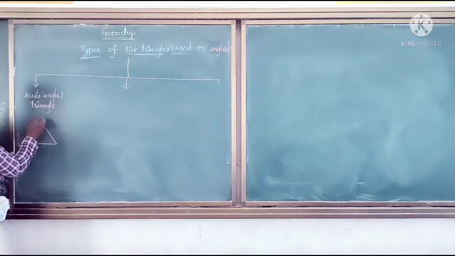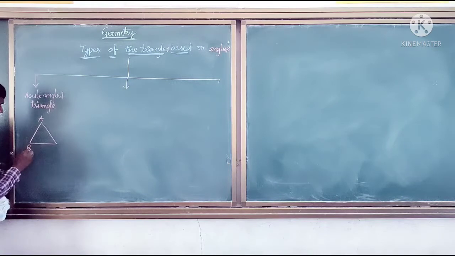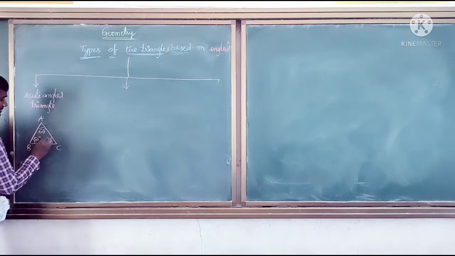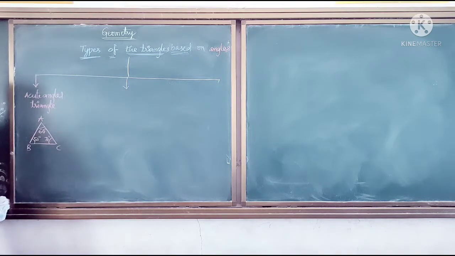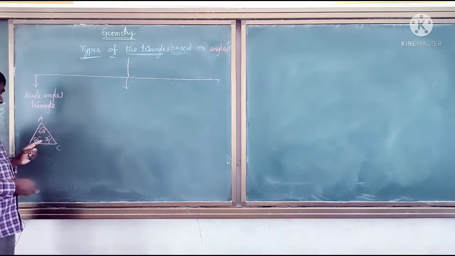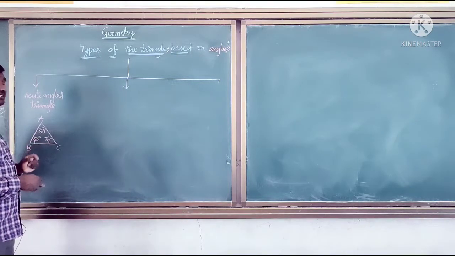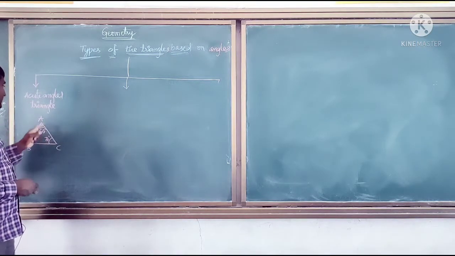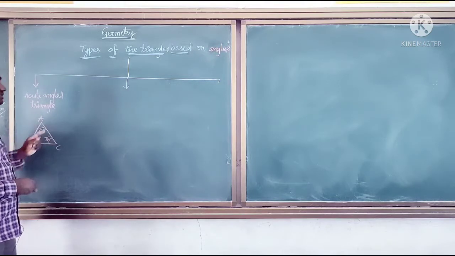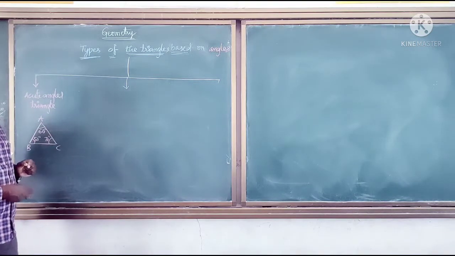So here, suppose you take triangle ABC, and if the angles are 60 degrees, 50 degrees and 70 degrees. So these 3 angles: 60 is an acute angle, 50 is also an acute angle, 70 is also an acute angle. So this triangle we can call an acute angle triangle. Okay, next.